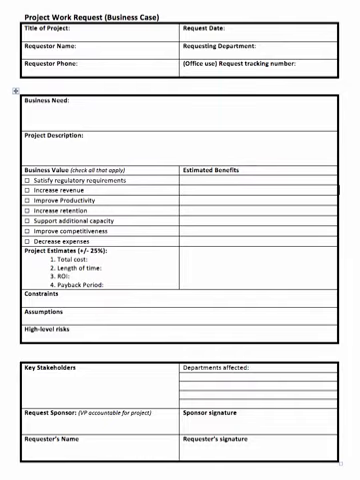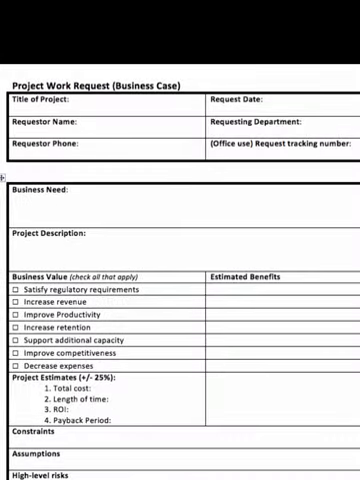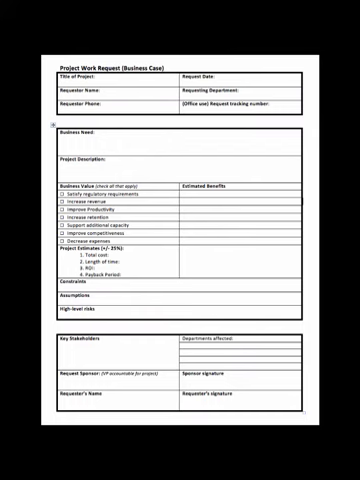This is a work request, commonly called a business case, depending on the organization that you work for. This is a document that starts the project off. This is the initial, "Hello, I think I've got a good idea" kind of piece of paper.